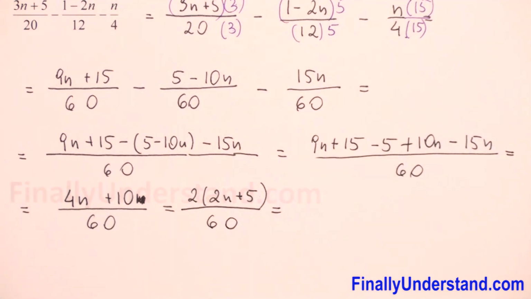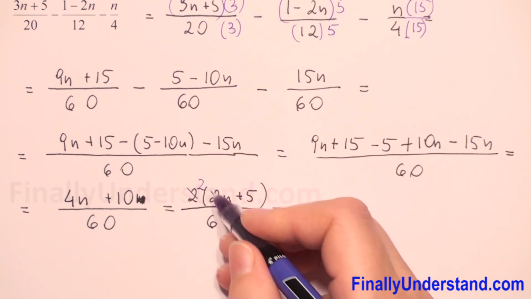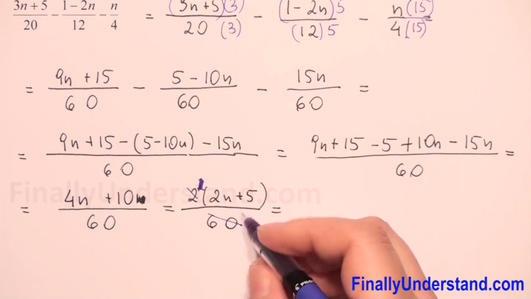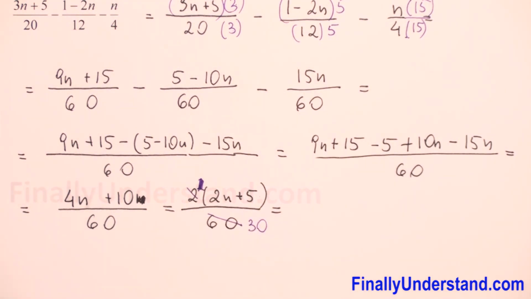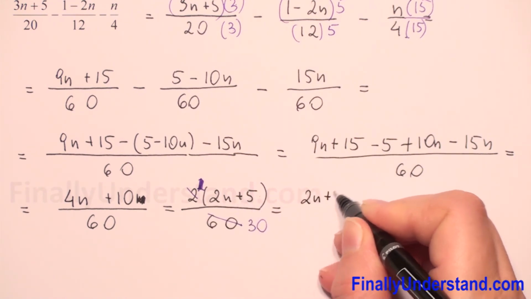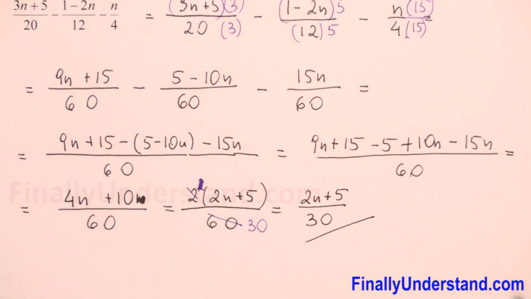So the greatest common factor for 2 and 60 is 2. So 2 divided by 2 is 1, and 60 divided by 2 is 30. So we will have 1 times (2n plus 5), which is (2n plus 5) over 30. This is my solution.